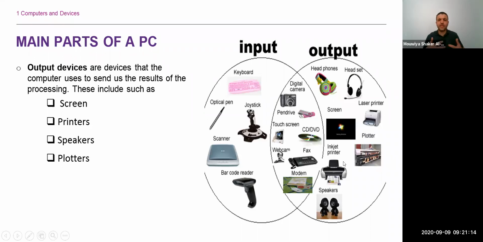There is an intersection between them, devices which can be used as both input and output devices. Like the webcam, which could be used for face recognition, and could also be a projector. Touch screen: I can see it and I can use it as a touch screen. Fax is input and output. Modem, it's a fax modem, the same thing. Webcam could be a projector also if it's used for that. Alrighty.